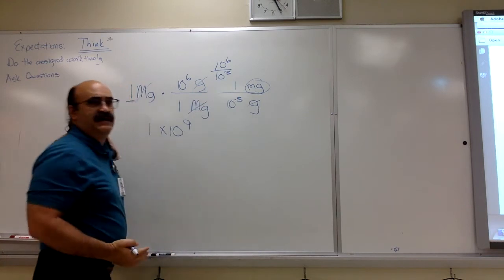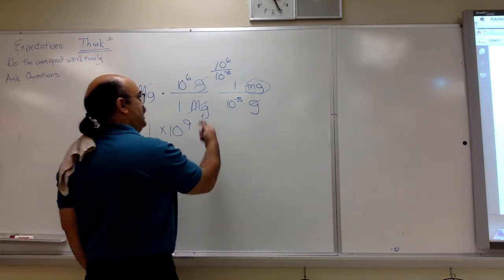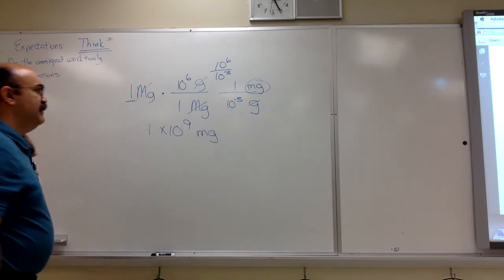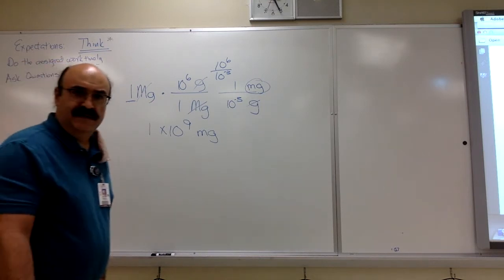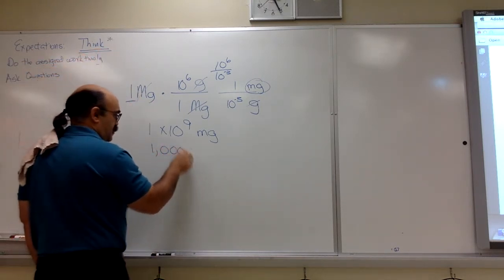When I have the same base and I'm dividing, I subtract the denominator. That gives me 10 to the positive 9 and milligrams. That is my correct answer in scientific notation. Or I could have simply written 1 billion.